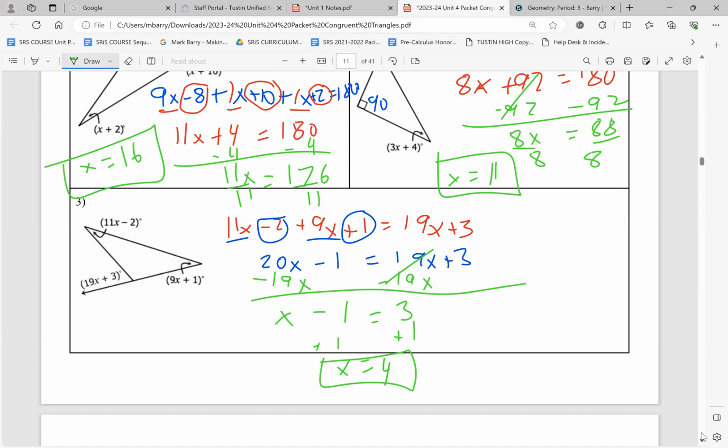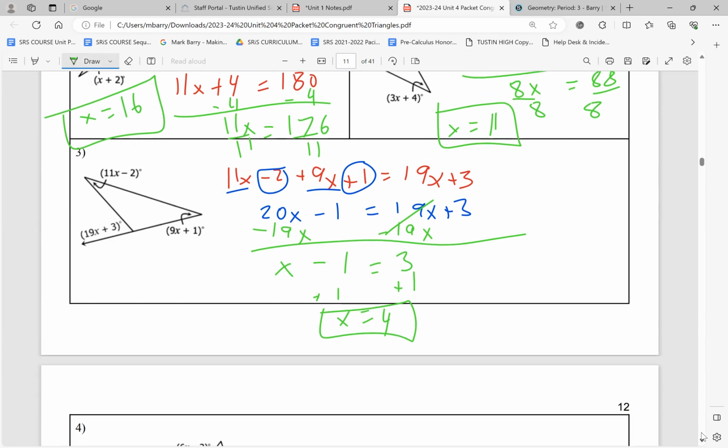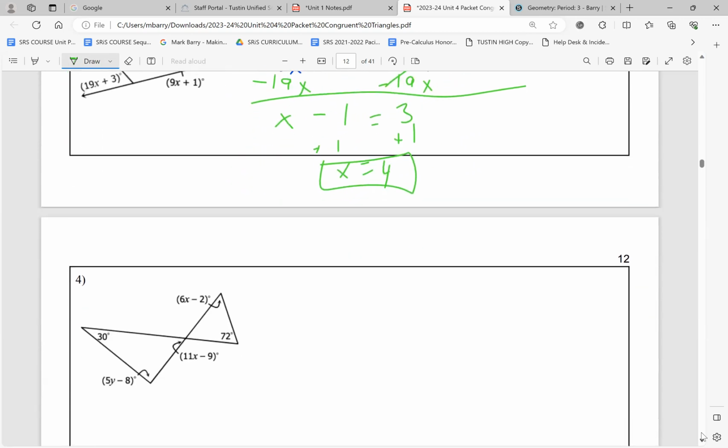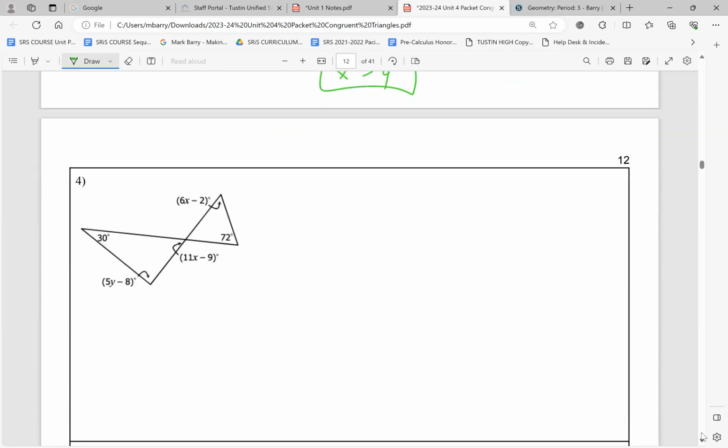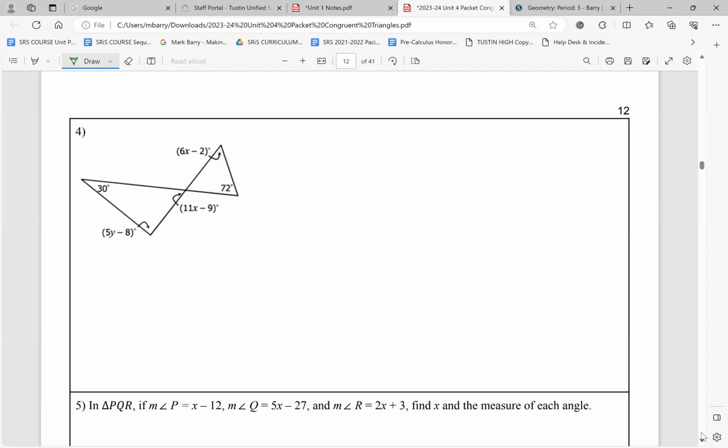Okay, let's move on to our next question here. All right, so this one has a lot going on to it here on number 4. What would I do first?